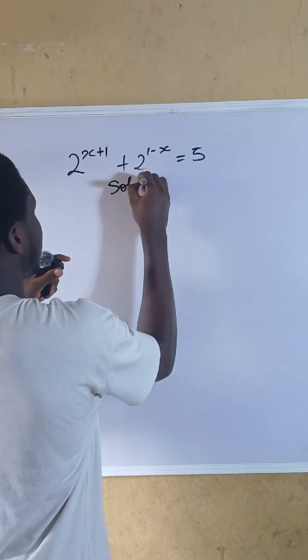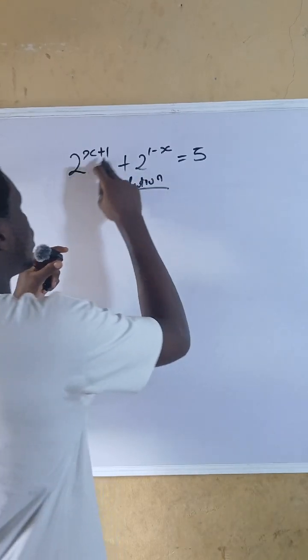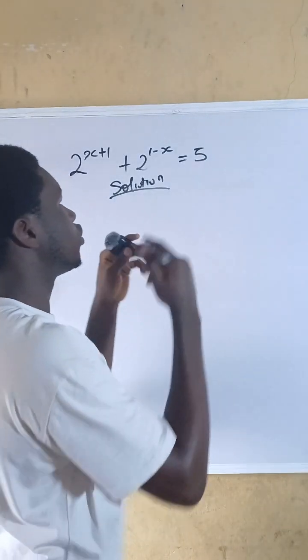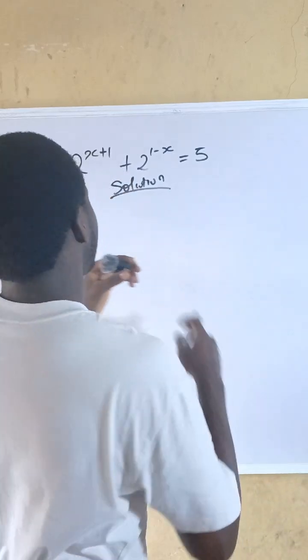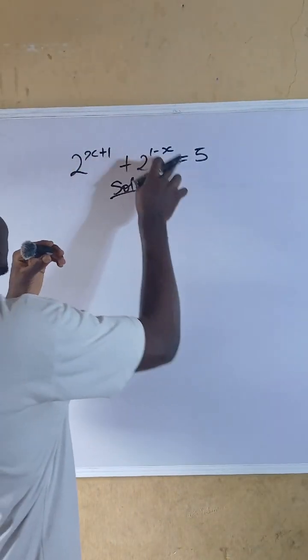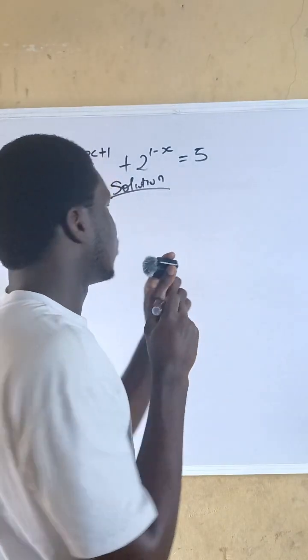Solution. Now the question says: 2 to the power of x plus 1 plus 2 to the power of 1 minus x is equal to 5. Find the value of x. First of all, you see indices here. We'll apply the indices law, right?